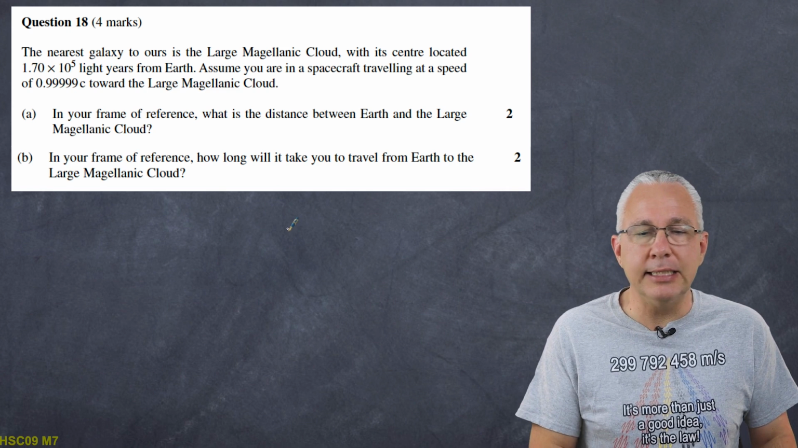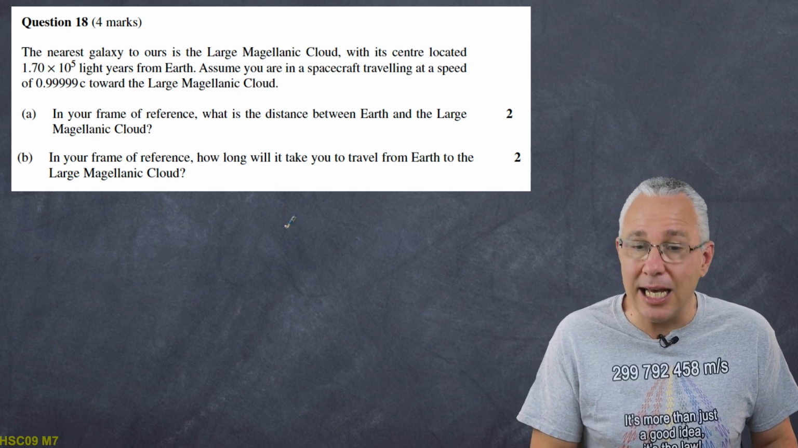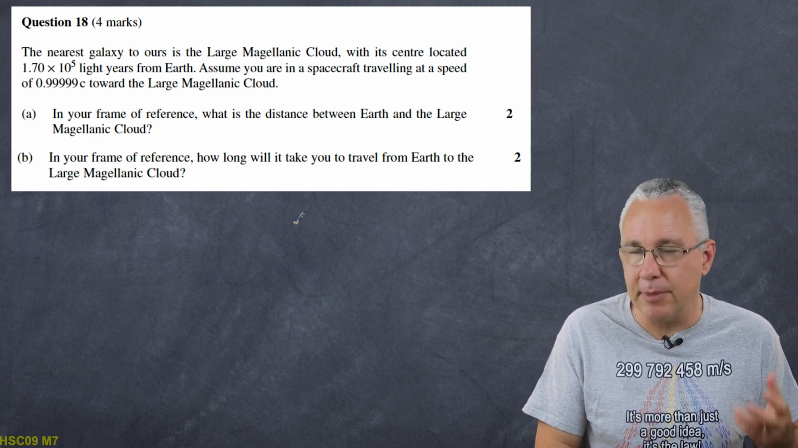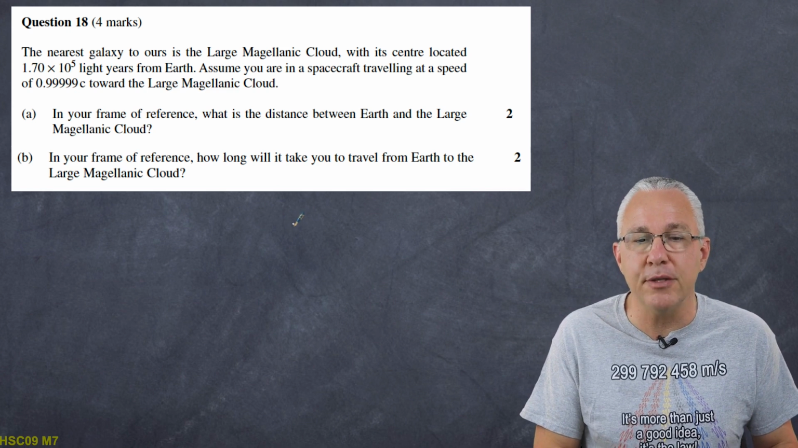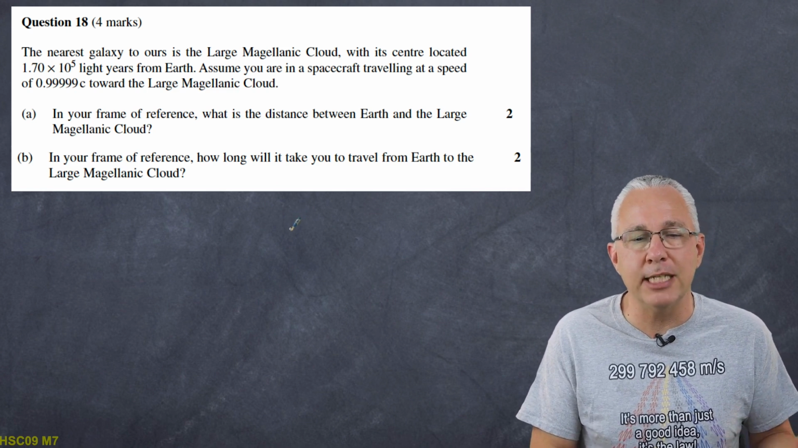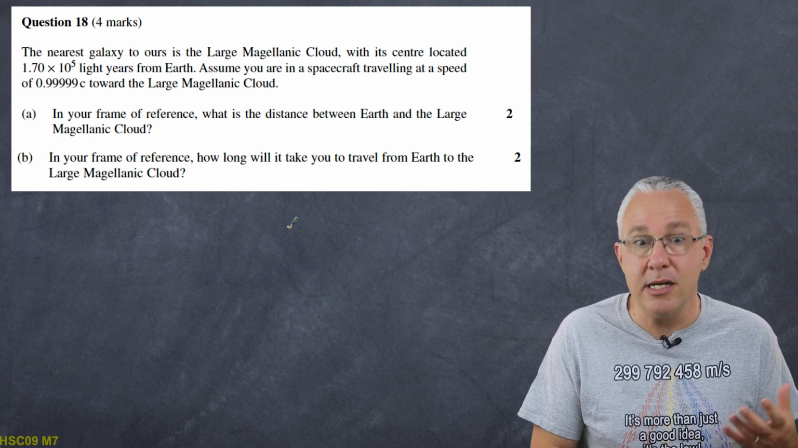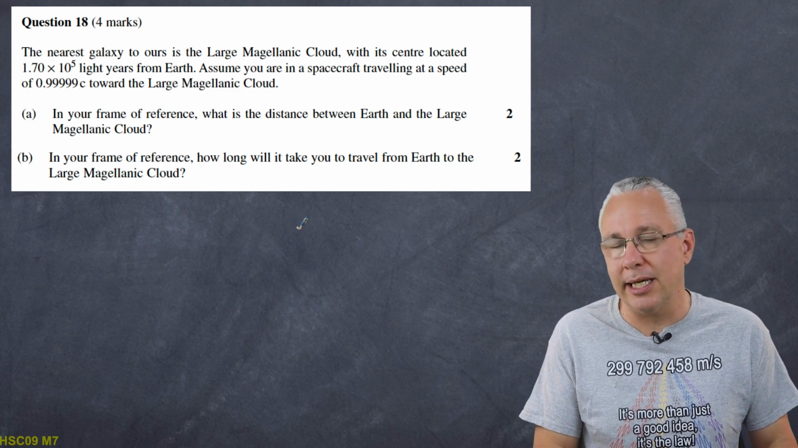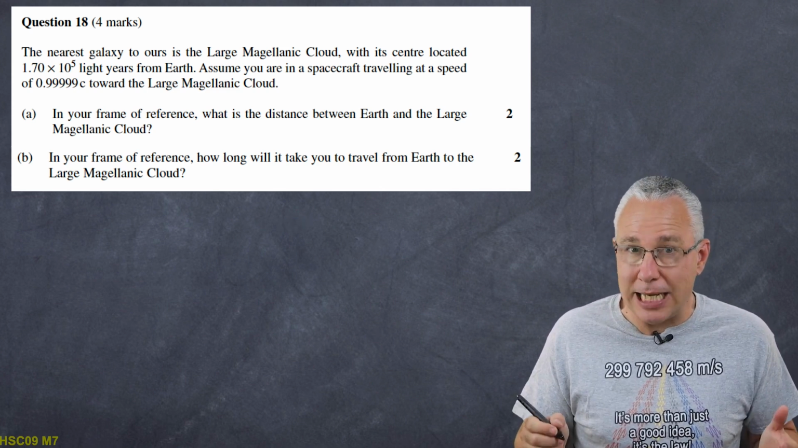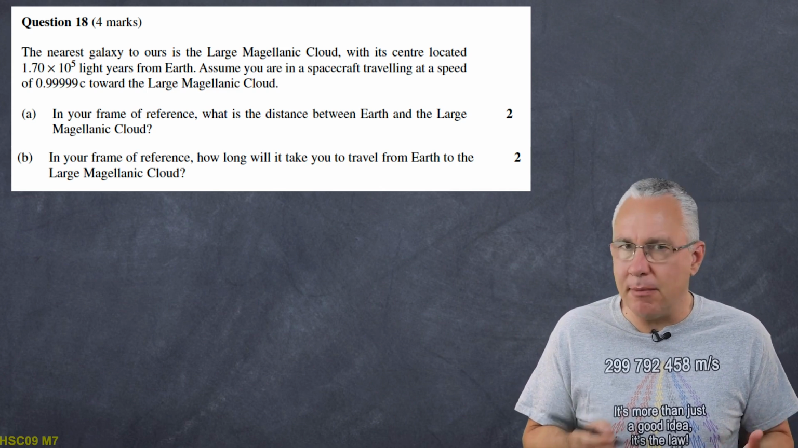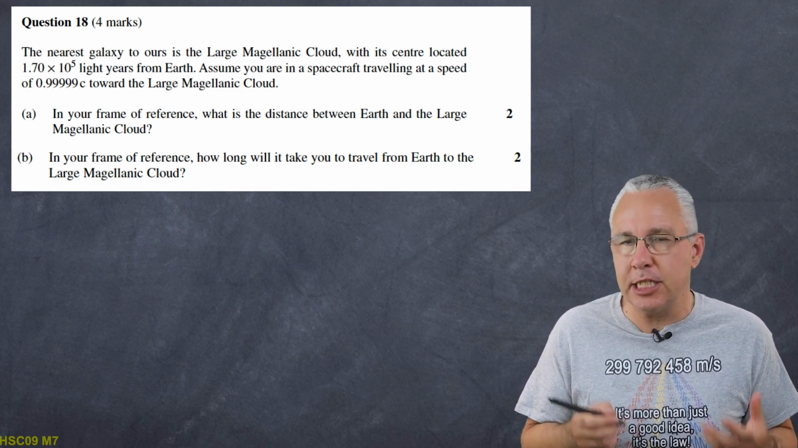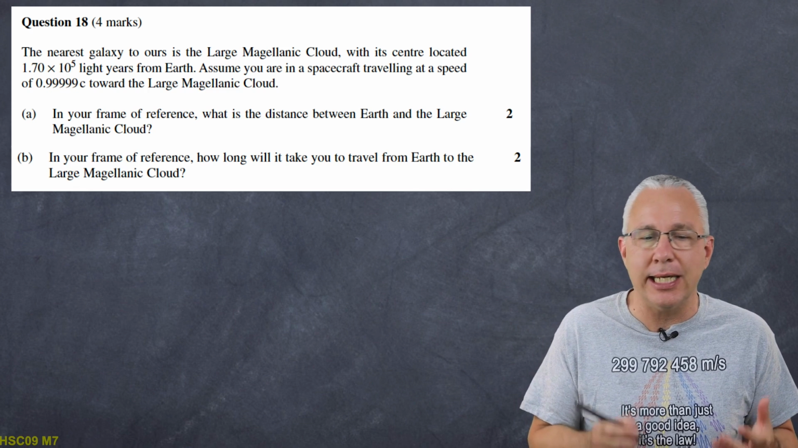The nearest galaxy to ours, the Large Magellanic Cloud, has its center located at 1.7 by 10 to the power 5 light years from Earth. Assume that you're a spacecraft traveling at a speed of 0.99999 times the speed of light towards the Magellanic Cloud. So let's have a look at part A. In your frame of reference, what is the distance between Earth and the Large Magellanic Cloud?